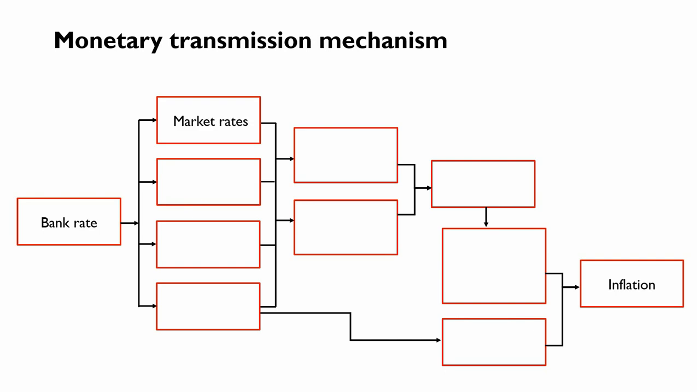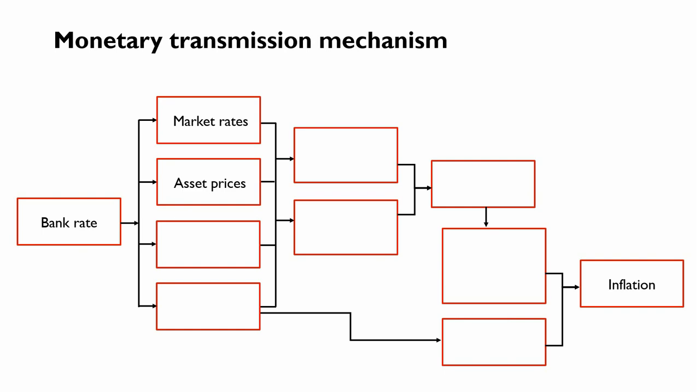The first is market rates. Changing the bank rate will affect market rates. By market rates, we mean all those other rates of interest that we spoke about a moment ago. That's because the bank rate, the base rate, is the amount of interest earned by banks on reserves held at the Bank of England. So it affects how much money banks have to lend. They can offer higher interest rates on savings if the base rate is higher, and they'll also charge more for borrowing for the same reason.